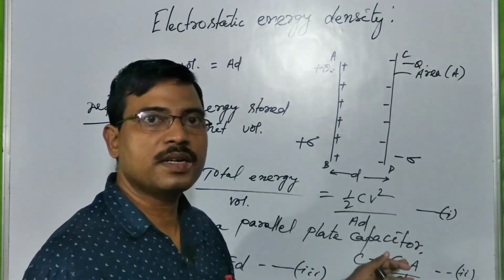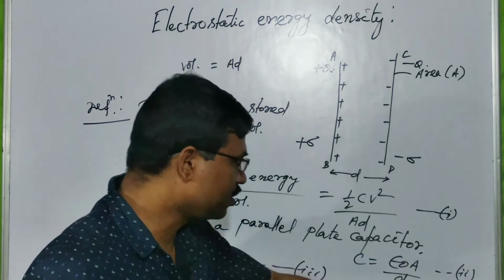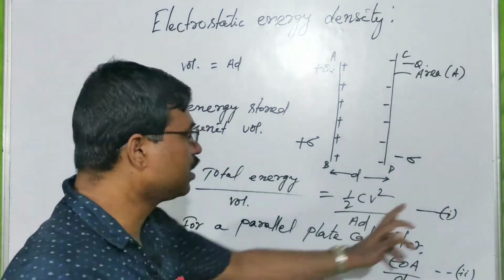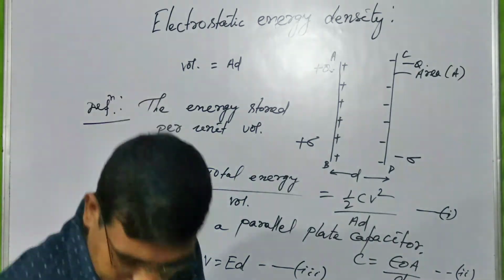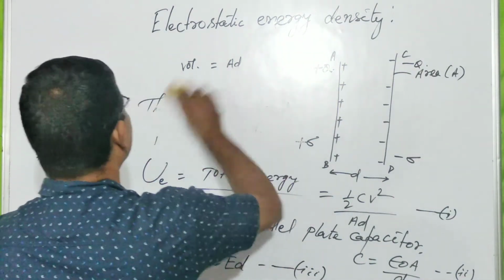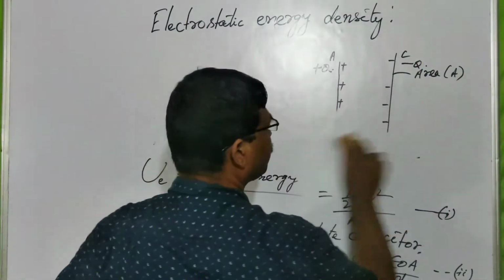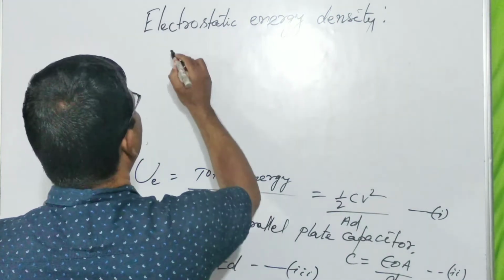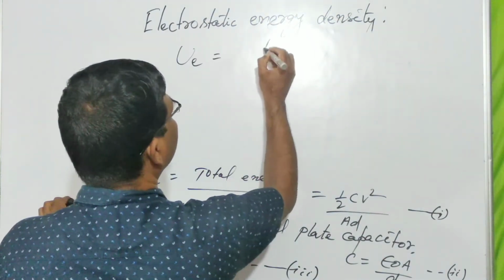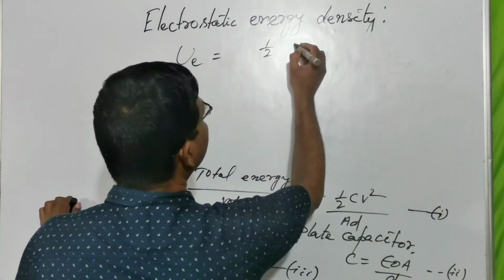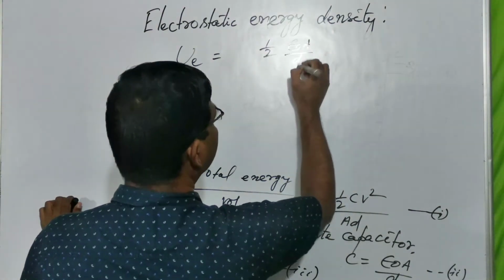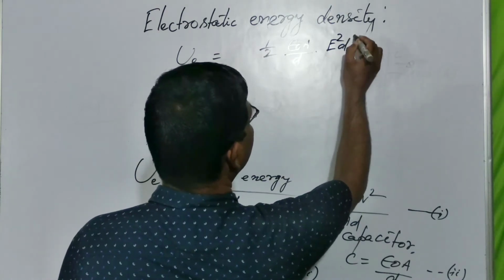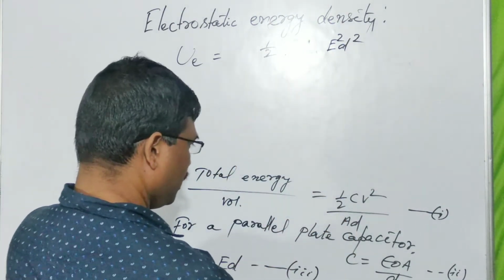Everybody, have you written? This is equation 1, this is equation 2, this is equation 3. Now use equation 2 and 3 in equation 1. So what will you get? U E is half C V square. In place of C, write epsilon naught A by D. V square is E square into D square, divided by volume.